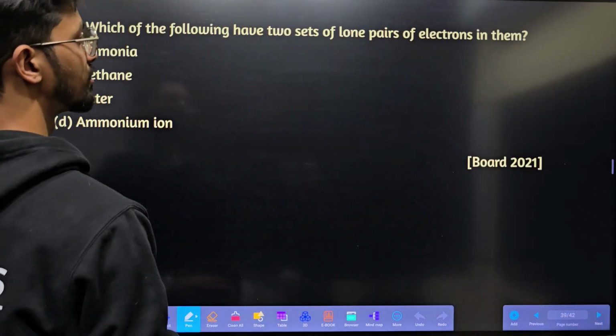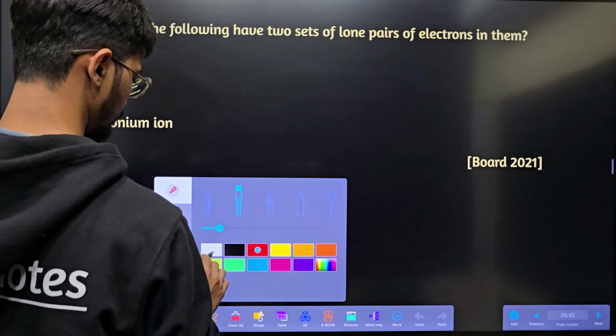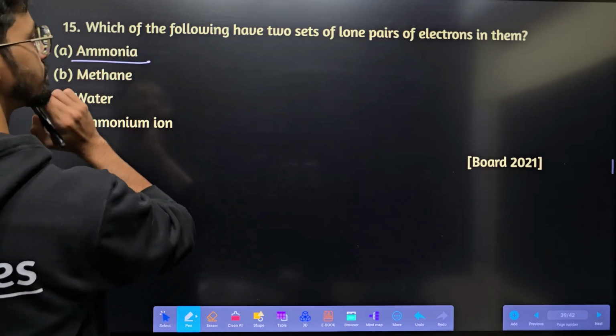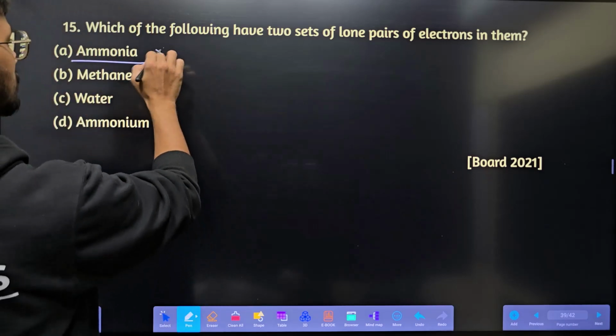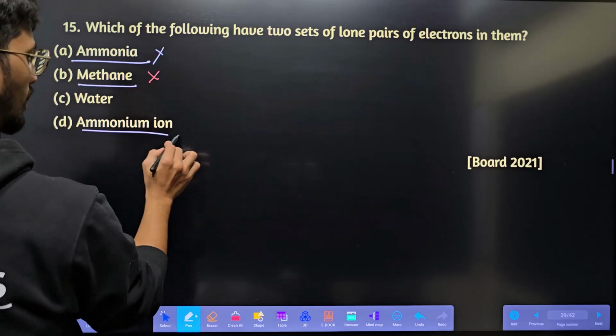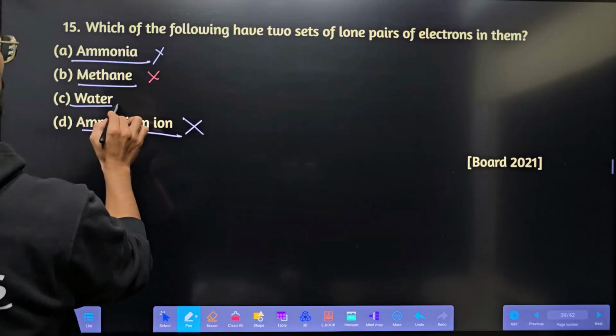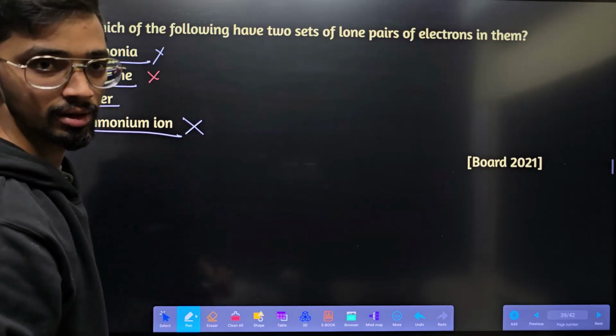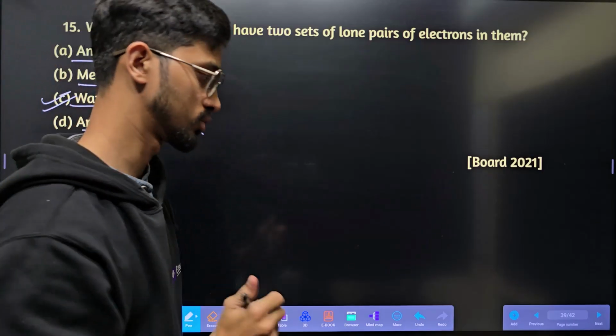Which of the following have two sets of lone pair? Ammonia, NH3, no, one set of lone pair. Methane, no lone pairs. Ammonium ion, not even one lone pair. Water will have two sets of lone pair because oxygen carries two sets of lone pair.